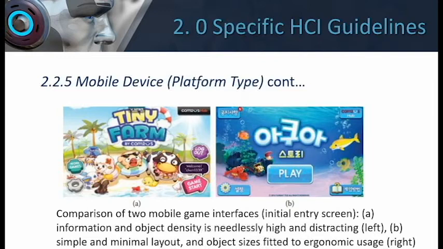As you can see in this figure, this is a comparison of two mobile game interfaces. In A, it's a condensed space. Object density is needlessly high and distracting. Medyo distracting siya kay too cluttered ang iyang space. Compared to B, it has a simple and minimal layout. Object sizes are fitted to ergonomic usage.